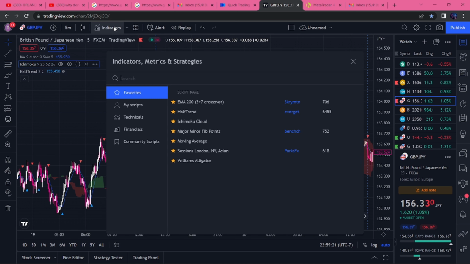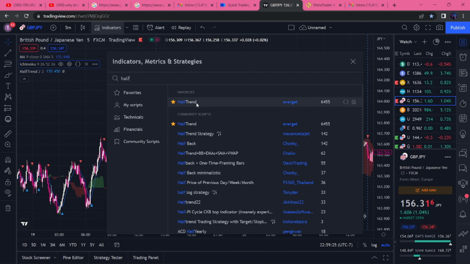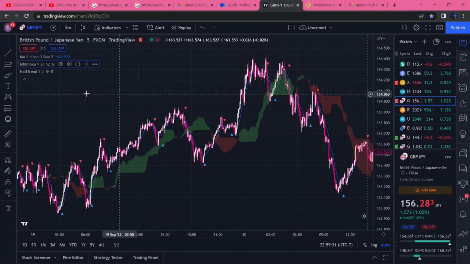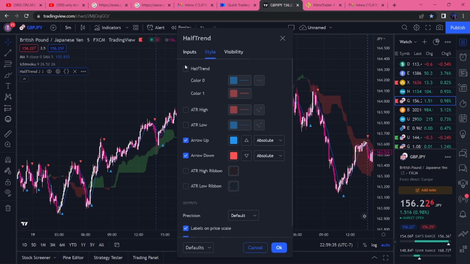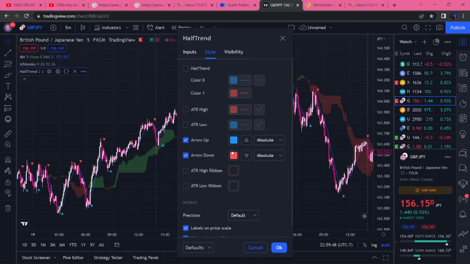So go here, type up half trend. Half trend, I have it in my favorites. You type up half, it should be the first one to pop up. You're gonna get it, and we're gonna go to our settings. Now in the half trend, the only things that I have marked are the arrow up and the arrow down, which is what you see here, right? The arrow up and the arrow down. Leave the colors as they are.